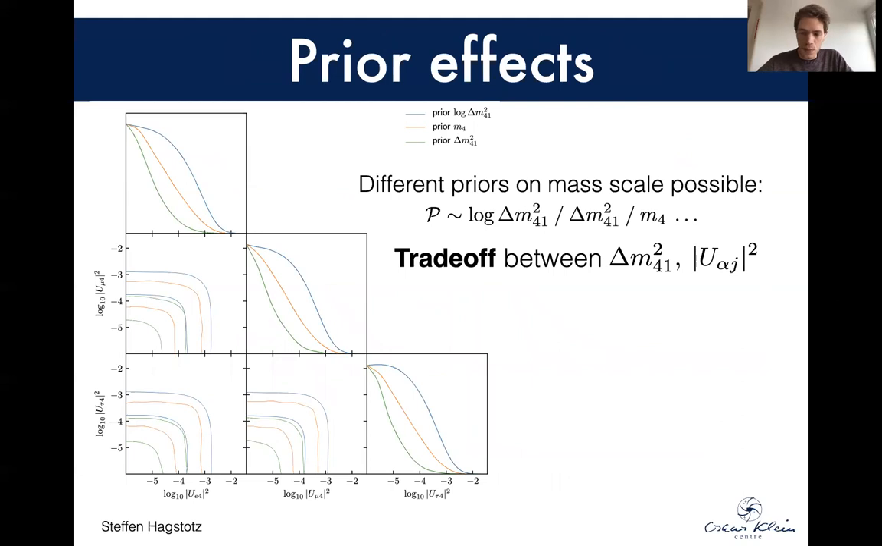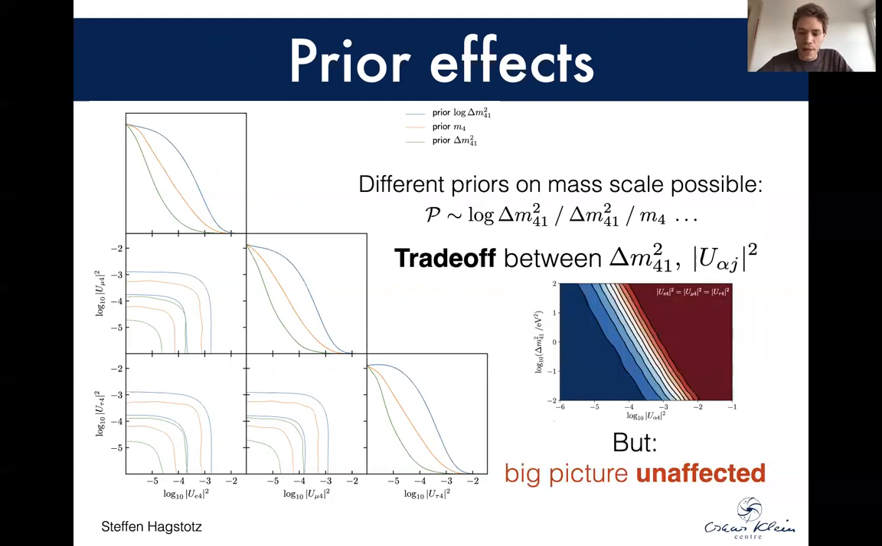All right, we also explored effects of different priors on the results. There are several reasonable assumptions that you can make for the prior for such an analysis. You can either assume a logarithmic prior on the mass splitting, you can just set a prior on the mass splitting itself, or on the mass scale of the sterile. And all of those are reasonable choices, if you ask me. What you're doing then is basically setting more weight towards higher or lower masses or mass splittings. As we've seen before in the constraints, there's a trade-off between the mass splitting and the mixing matrix element. So with the prior, you can also set more weight at one end of this diagonal. But overall, the big picture is unaffected.